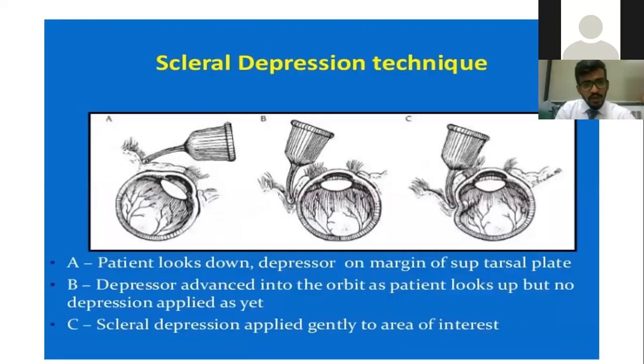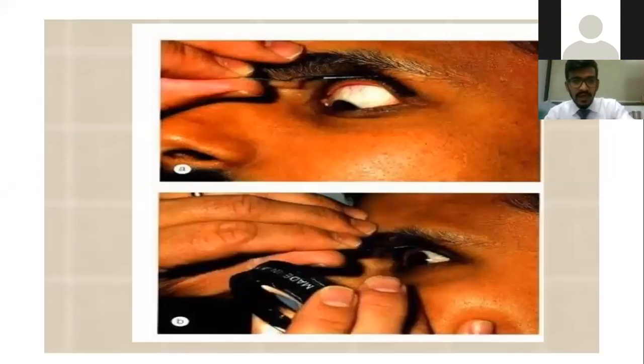Okay, so this is how you go beyond the sulcus. You tell the patient to look down first, then you put the depressor, and then you tell the patient to look in the direction where your indenter is. And in the last, you depress with the depressor. If you depress initially, the patient will not be able to look up or he'll be in pain. So tell the patient to look in the opposite direction, put the indenter, then tell the patient to look and then indent. So this will give you the periphery view up till the ora serrata.